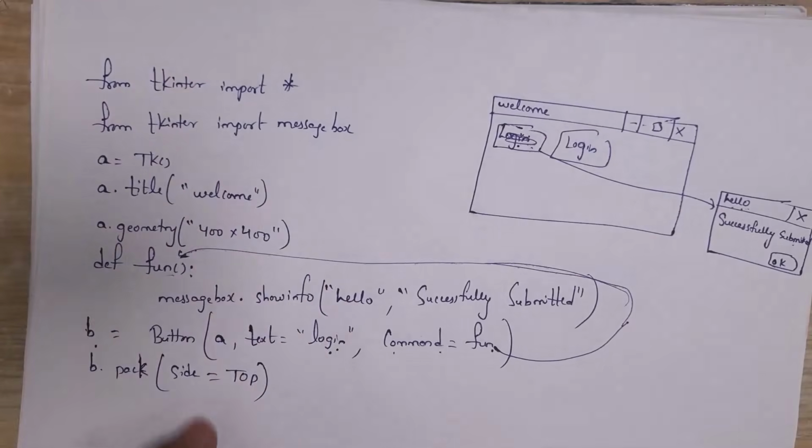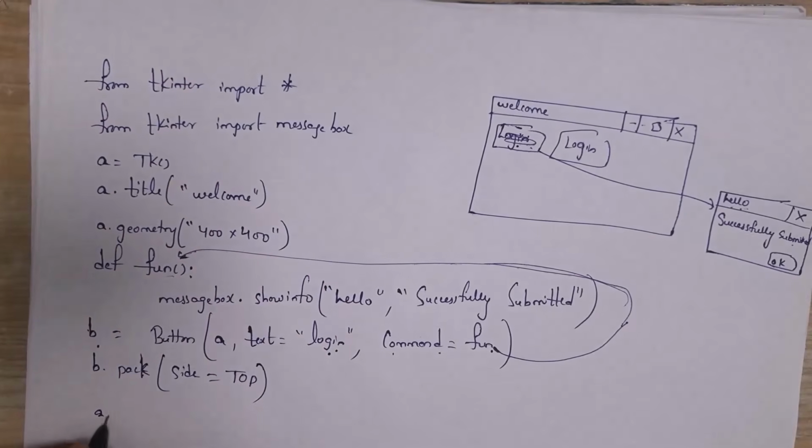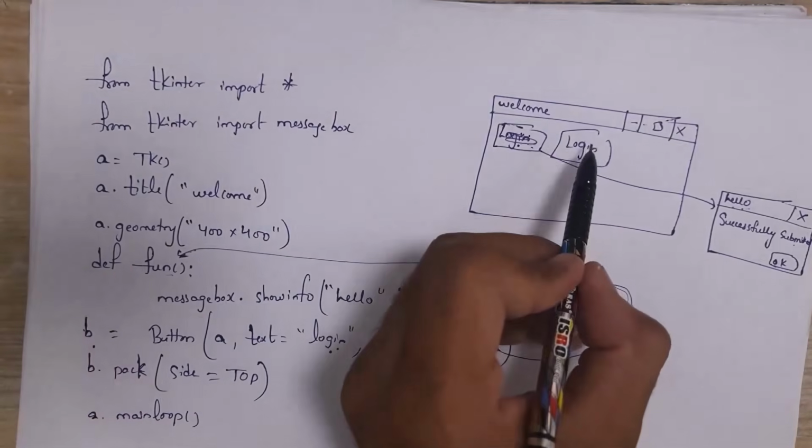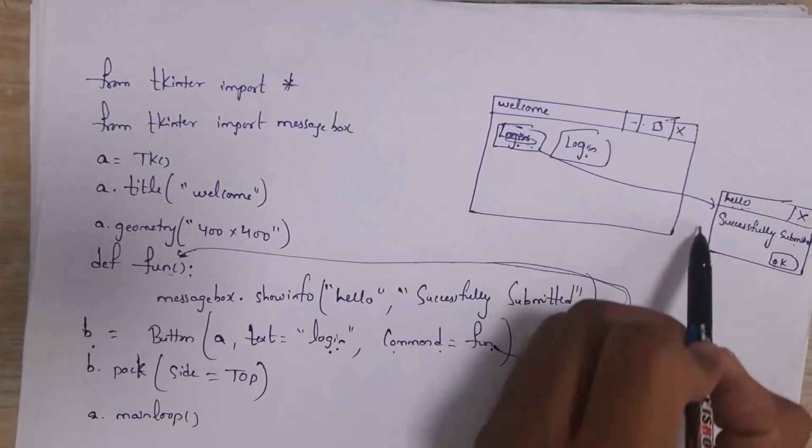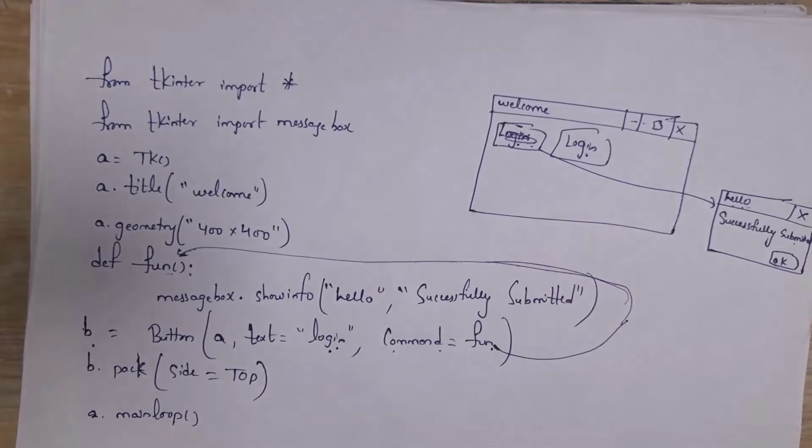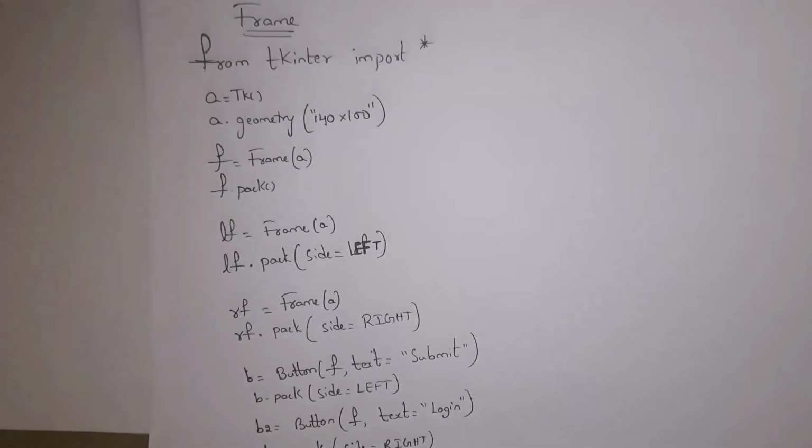Now in order to execute this entire code, just write here a.mainloop. Whenever I run this code, it will display this output, and whenever I click on this login button, it will display this message box. This is the program. Next I will explain what the use of the frame method is. In order to create a frame, we need to use the frame method. I will write one program.